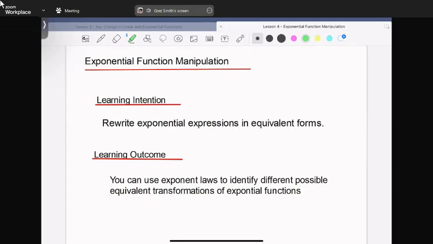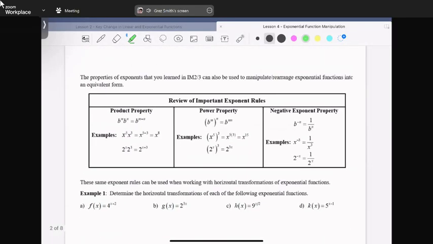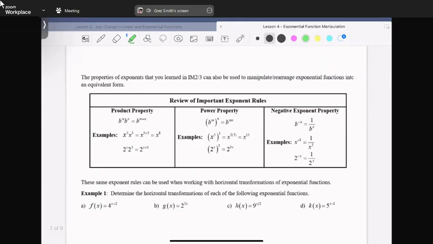What we need to be able to do today is to use the exponent laws to identify different possible equivalent transformations of exponential functions. So the main idea today is we're going to look at rewriting exponential expressions in different forms with an idea of identifying different types of transformations that they could have. So we're using mostly these three of the exponent laws.